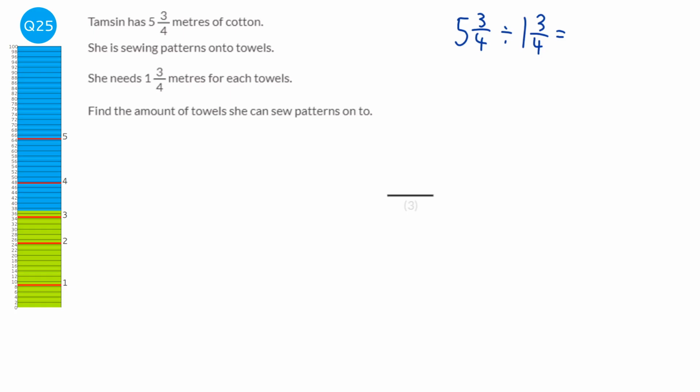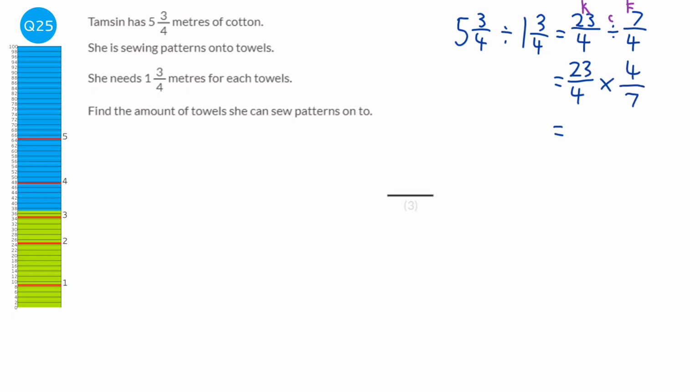So we times the 5 by the 4 and add it to the top, which will be 20, and then add the 3 to get 23. And then do the same: 1 times 4 is 4, plus 3 is 7 over 4. Now a little trick here is KFC. We keep the first fraction, we flip the second fraction, and we change the divide sign to a times sign. So we're going to keep this first fraction as it is, change that divide to a times, and flip the second fraction.